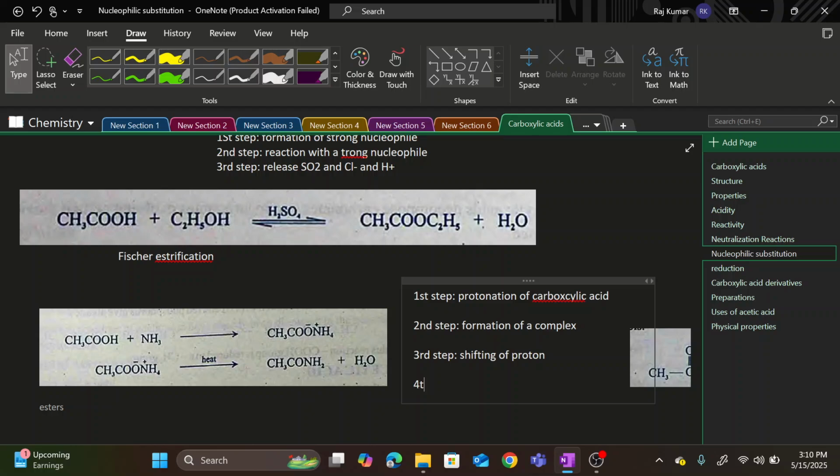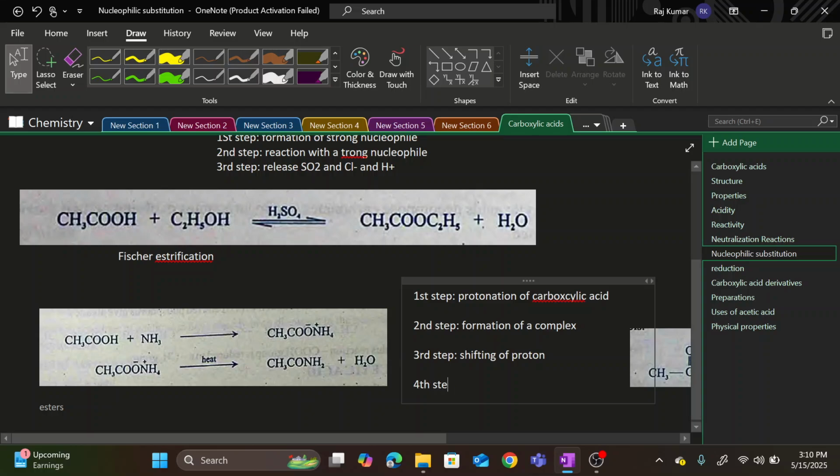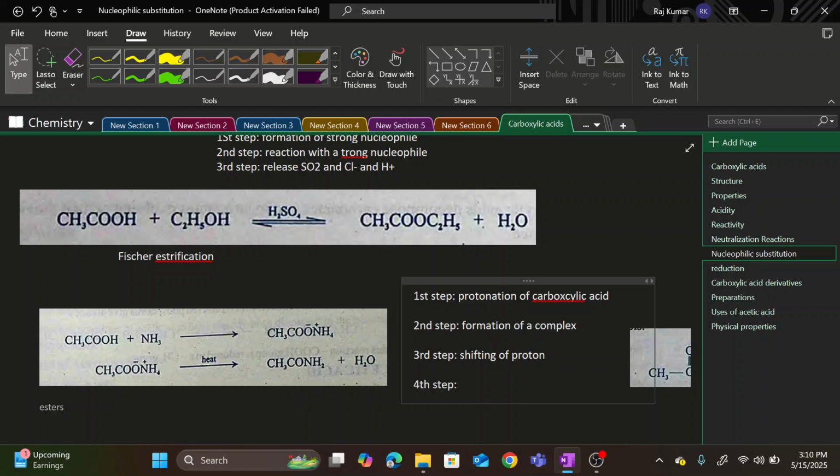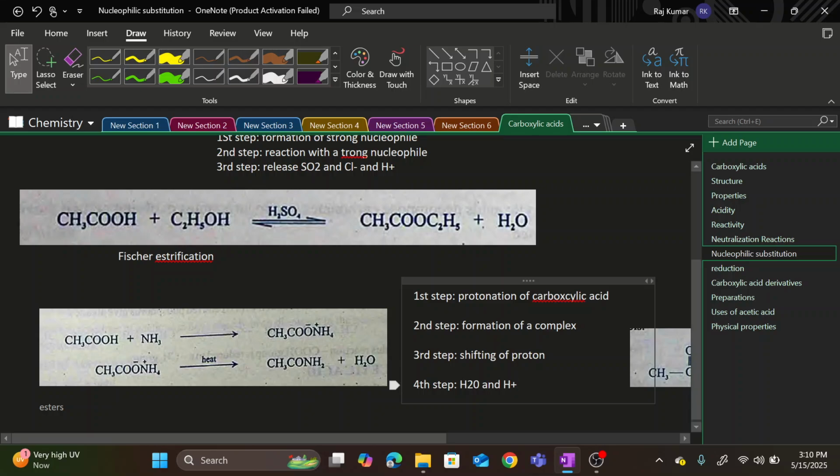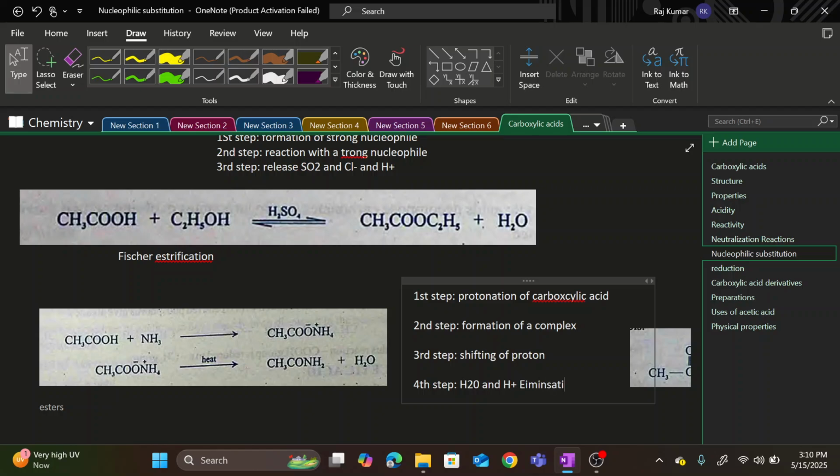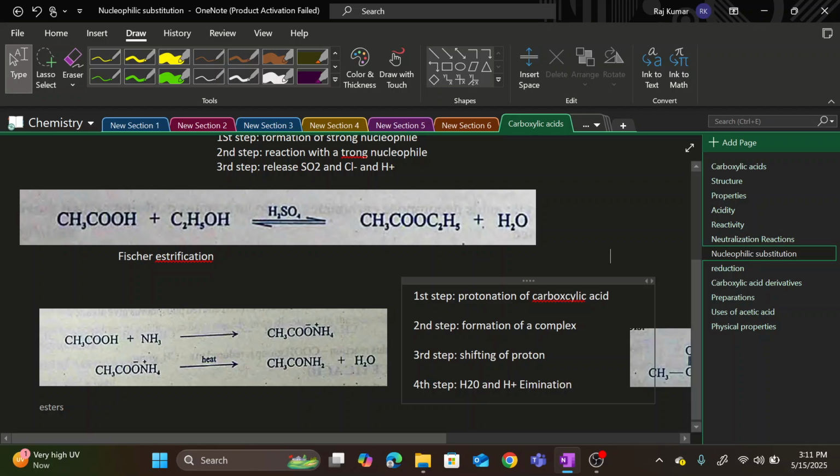And in the fourth step, what will actually happen is, there would be elimination, because that structure is very unstable because of the presence of an H2O ion. The H2O molecule would be released, H2O would be eliminated, and the proton which we utilized in the first step for the protonation of carboxylic acid from the concentrated H2SO4 would be regenerated. So there is the elimination of H2SO4 and the proton. This is the entire reaction.